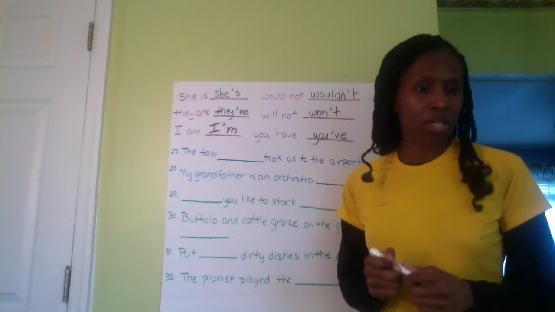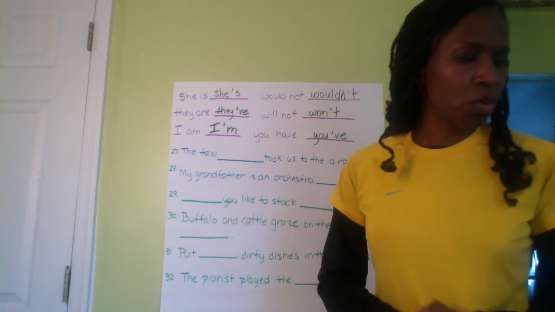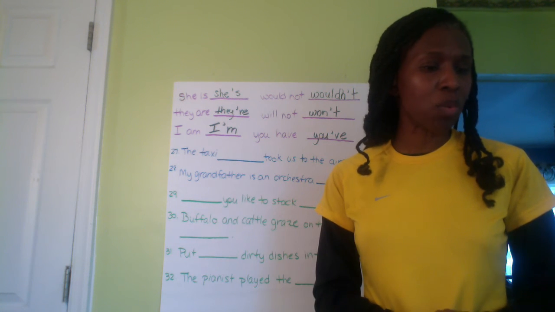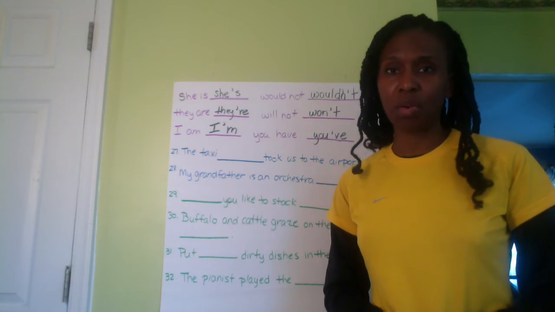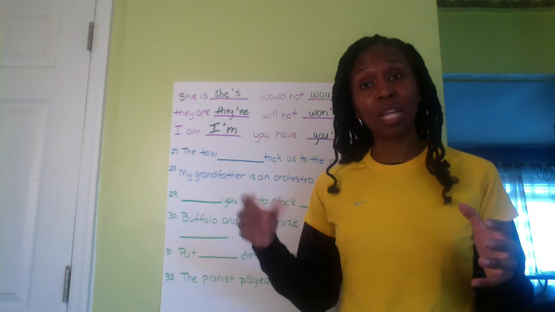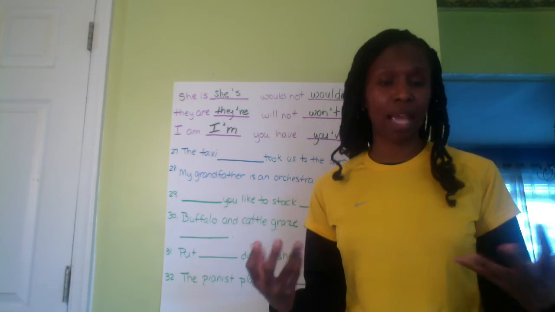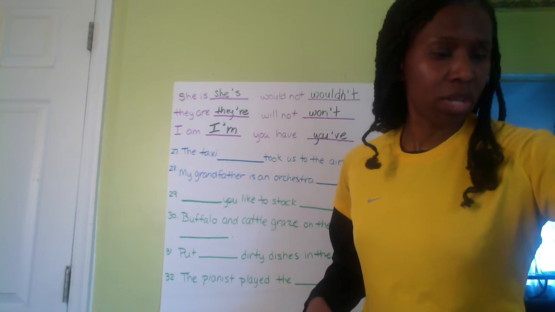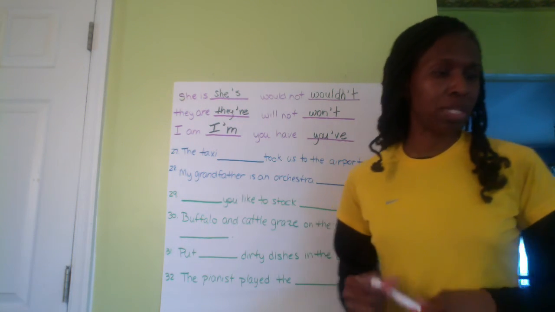All right, going on to the next section. It says write the correct word in parentheses to complete each sentence. It says hint: decide whether the missing word is a verb or a noun. This is where you take a verb and you can add ER to it to make it a noun, depending on what you need to do. All right, so let's look at number 27.